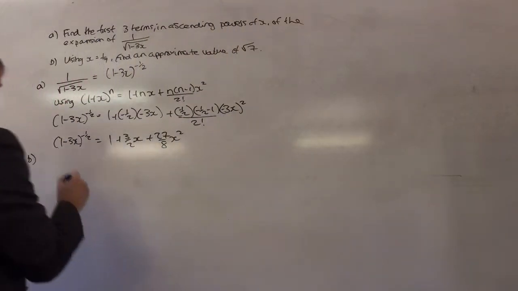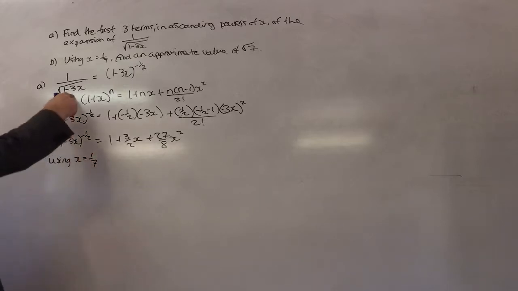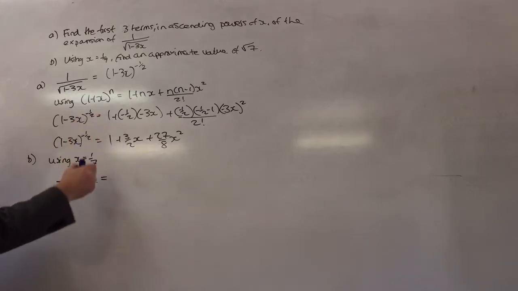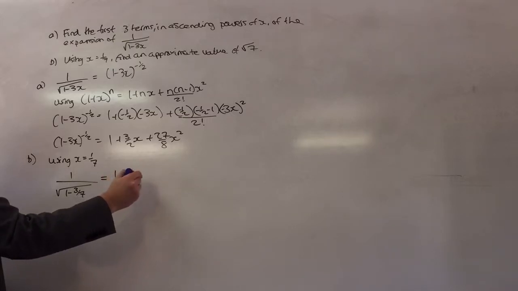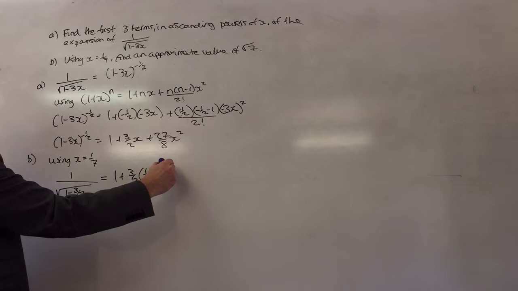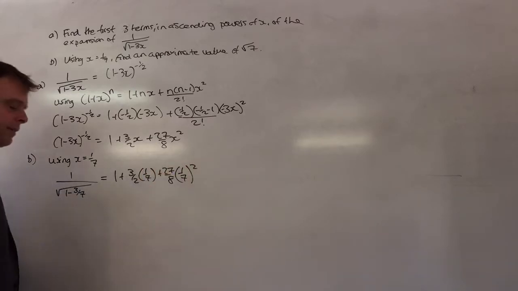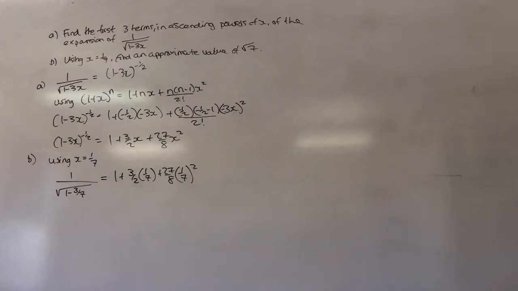So what I'm going to do is, I'm using x is equal to 1/7. I end up with, looking at this thing here, 1 over the square root of 1 minus 3/7 is, well, technically approximately equal to 1 over 1 plus 3 over 2 times x, which is a seventh, plus 27 over 8 times 1 over 7 squared. And you might look at that expression there and think to yourself, how on earth do you get the square root of 7 from all that?